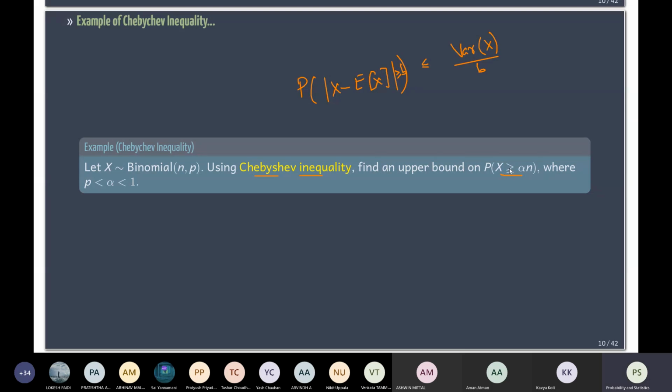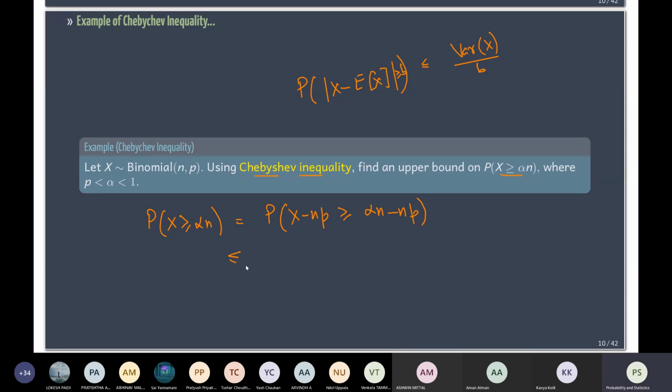Okay, so let us see what we can do here. So probability that X is greater than or equal to alpha n, if I subtract np from both sides, right? So if I subtract np, the inequality doesn't change. So alpha n minus np.